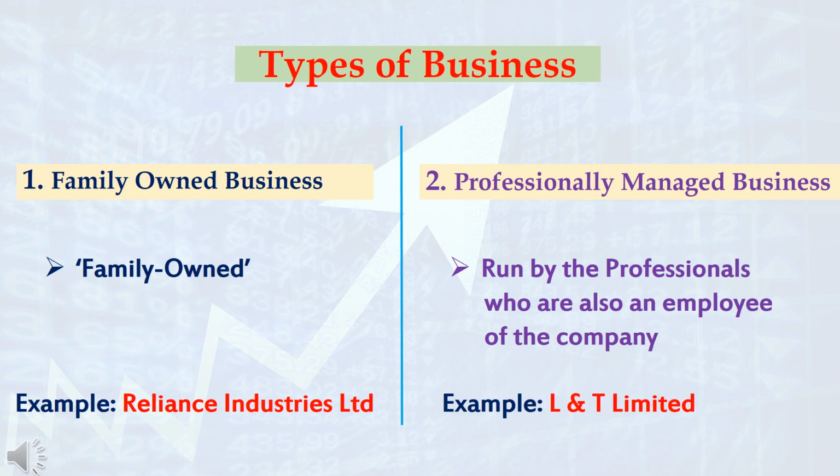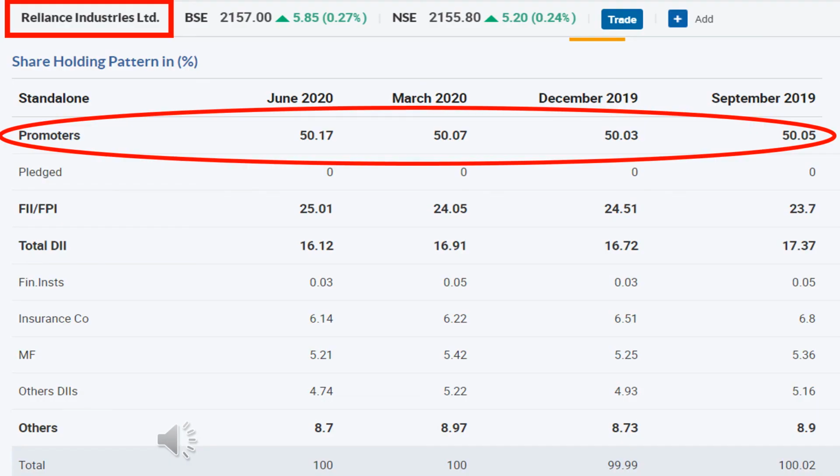But if you take L&T Limited, this is a professionally managed business. In L&T Limited, you cannot find any promoter. An efficient employee of L&T Limited can reach the topmost director position and he will manage that company. In some of the companies, some directors will be selected by voting system also. In this slide, you can see the shareholding pattern of Reliance Industries Limited. In this, promoter holding is more than 50%.